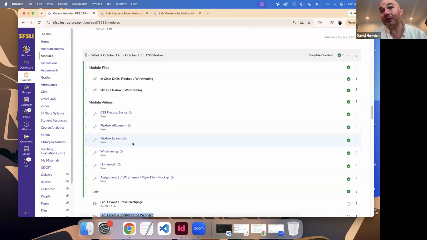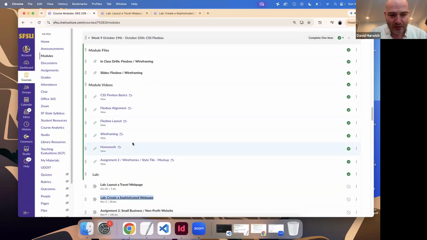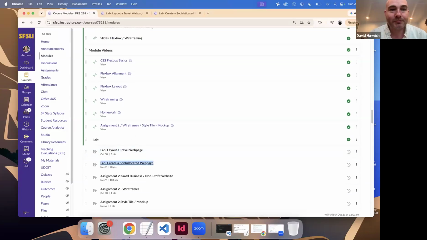Hopefully the idea of wireframing, this is once again a layout process of planning things out, was helpful too. All right, so let's talk about your homework.